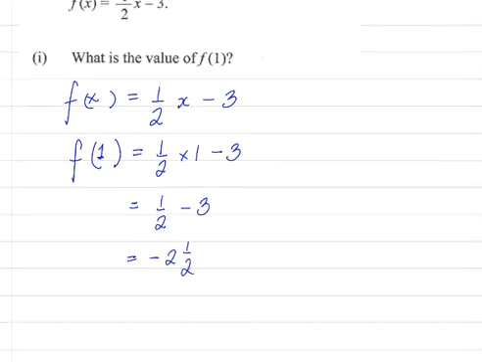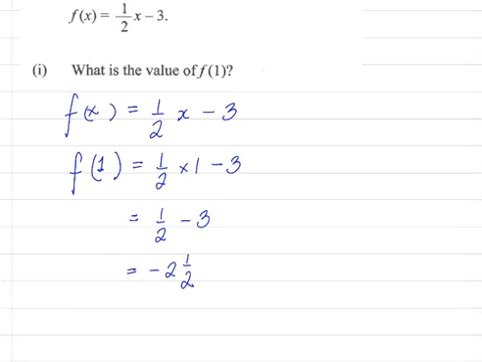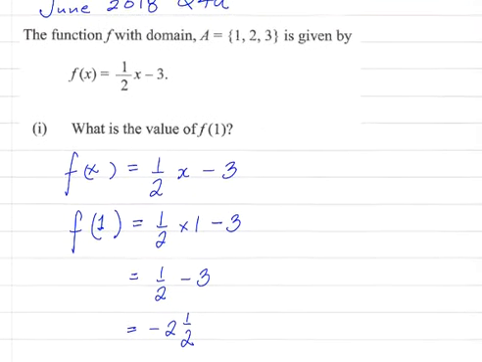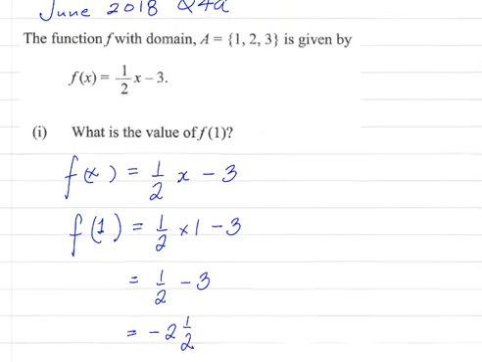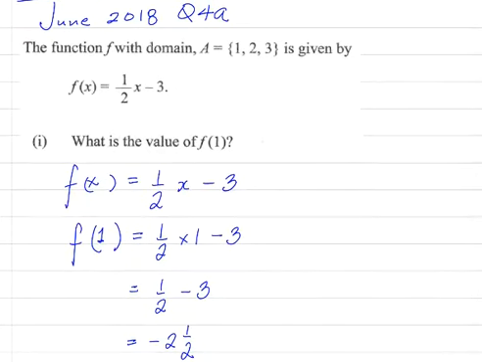If the signs are different, you must subtract and keep the sign of the larger number. So f(1) is equal to minus 2 and a half.